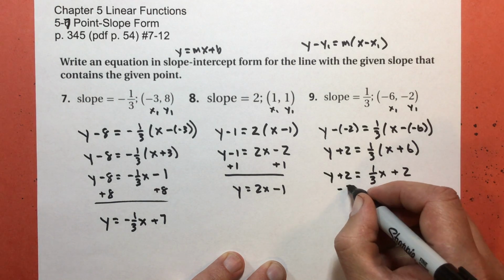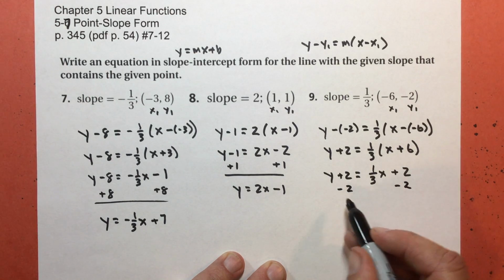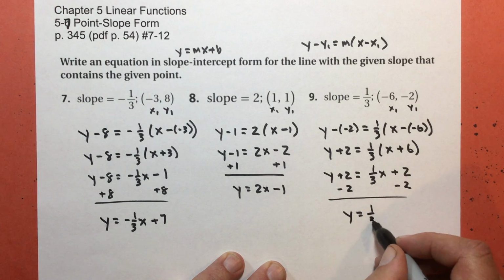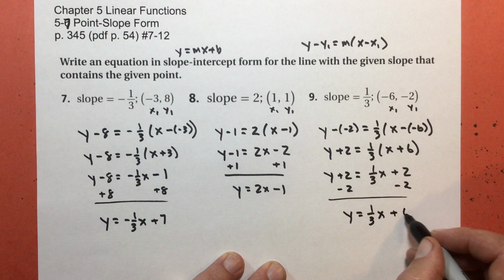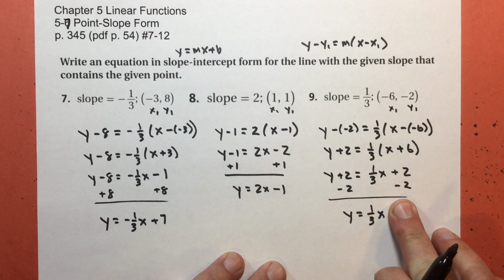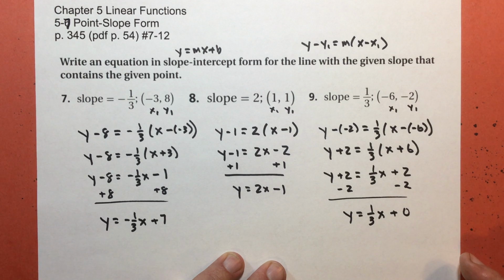Finally, I'm going to add negative 2 to both sides to get the y by itself, and I get y equals 1/3 x plus 0. Now you could have left out the plus 0. I'm okay with that. Like I said before, I like to show the things that are hidden so you know what they are. This tells me that the y-intercept is 0, and that's perfectly okay.